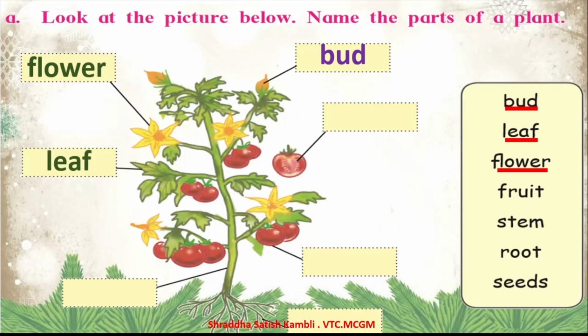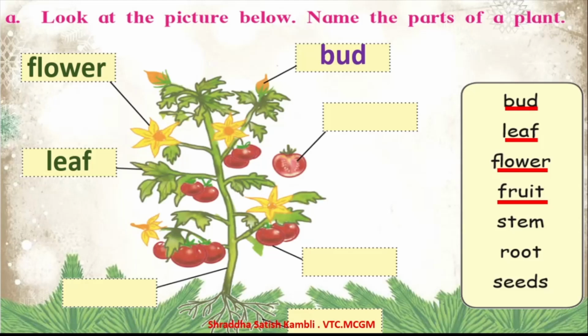1, 2, 3, 4 flowers I can see. Okay, and how many buds can you see? 1, 2 buds. Leaves, there are a lot of leaves, isn't it? Come on, now next one. Look at the next one. Fruit. Fruit. So there are lots of fruits here.